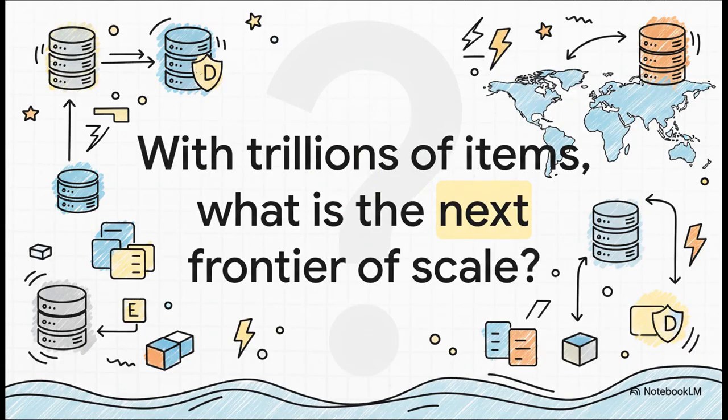Which leaves us with one last, really fascinating question. After you solve for billions of requests per second and trillions of items, what does the next frontier of scale even look like? What challenges could possibly lie beyond this?